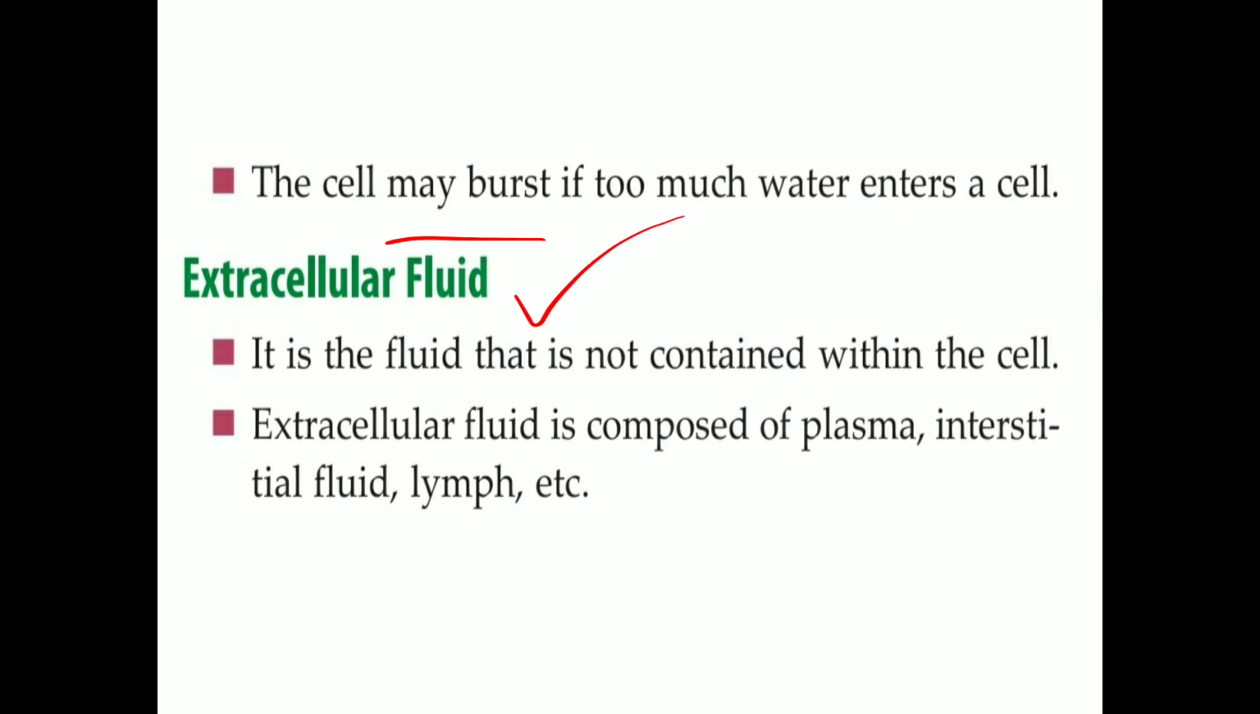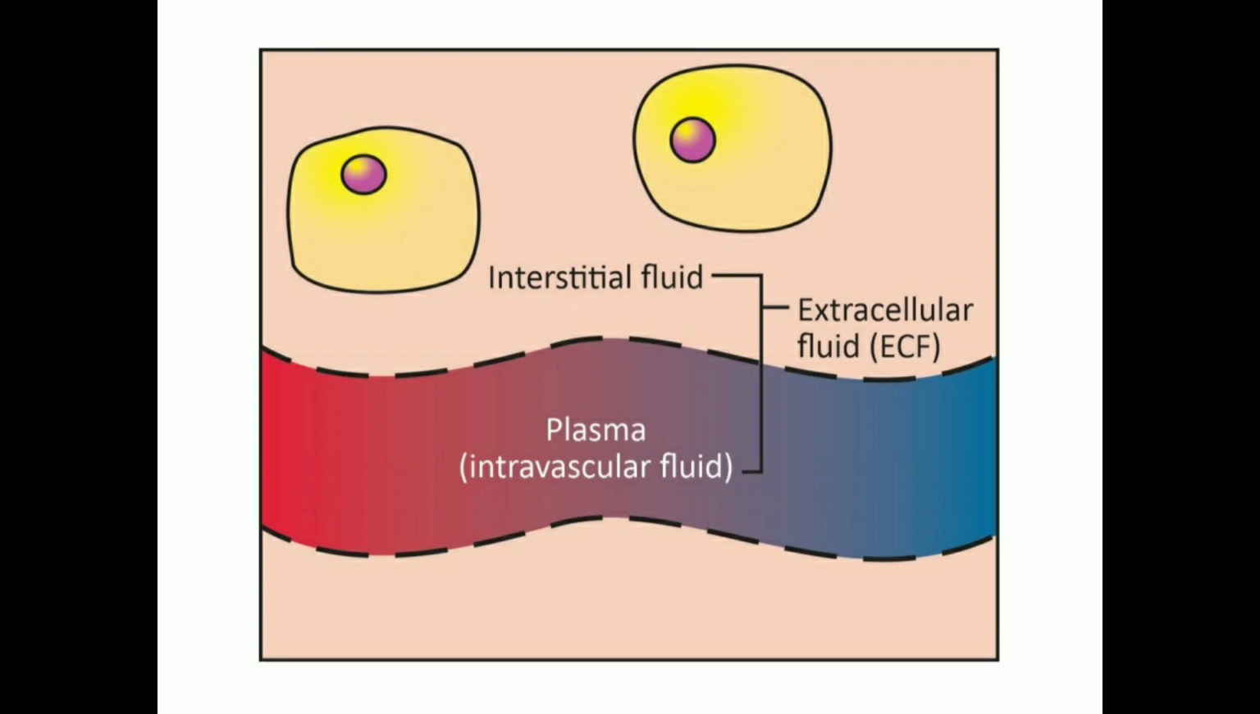Next is the extracellular fluid. This is the fluid that is not contained within the cell. It is contained outside the cell. Extracellular fluid is composed of plasma, which is the fluid component of the blood, then interstitial fluid, lymph, etc. You can see that here.